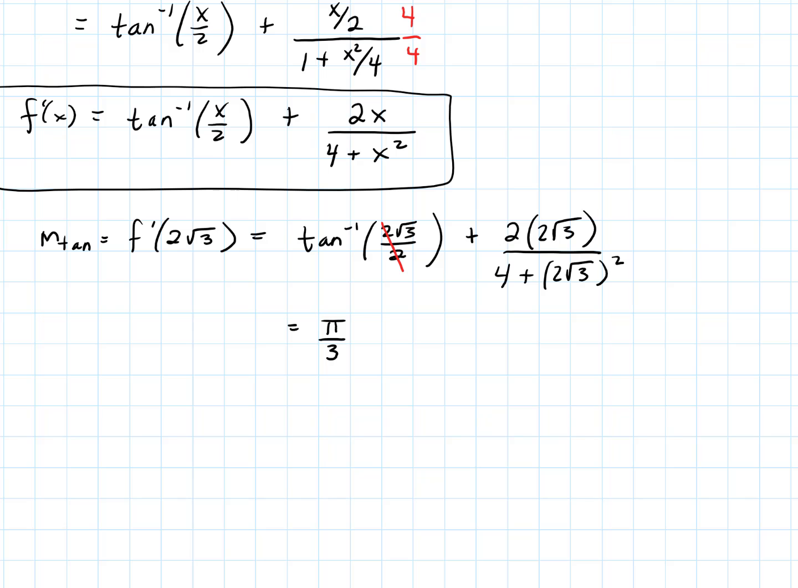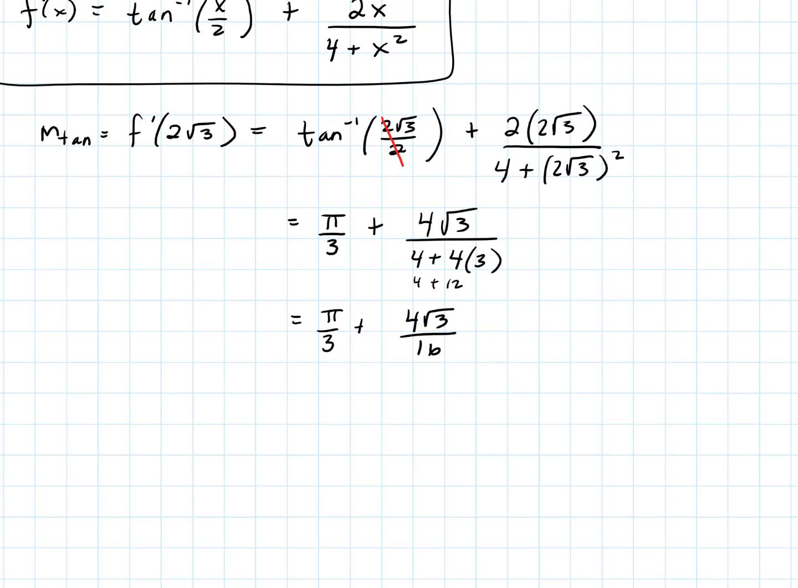So this is pi over 3 plus, and then let's see, what do we end up with here? 4 root 3 over 4 plus 4 times 3. And so that's going to be 4 plus 12. So we end up with pi over 3 plus 4 root 3 over 16. Oh, we can keep going. So that's pi over 3 plus root 3 over 4. And that's good enough for our slope.